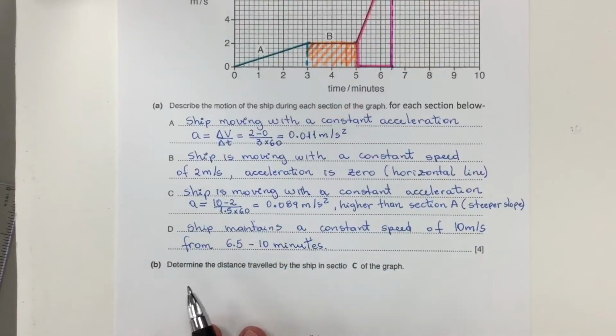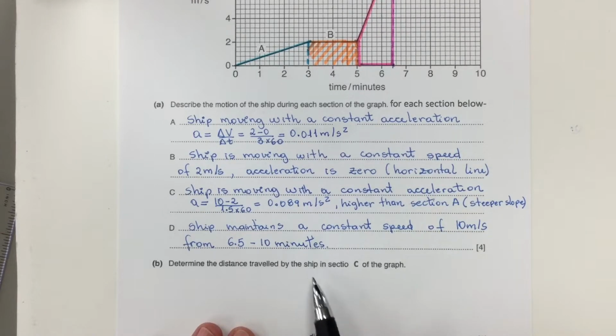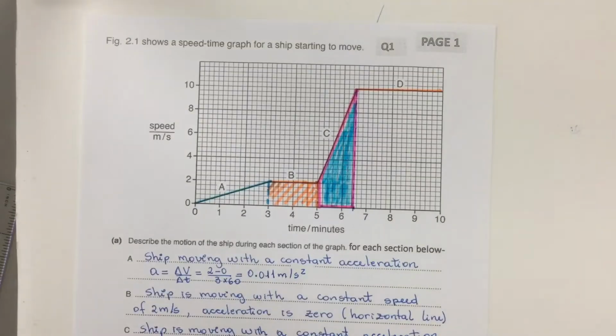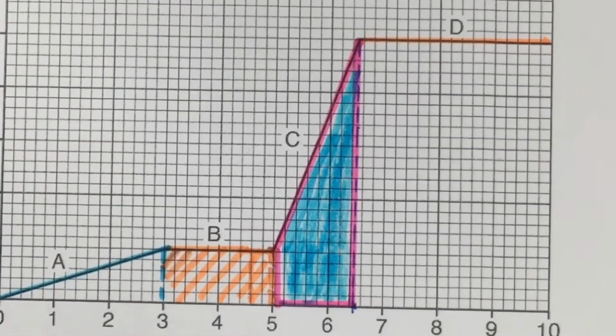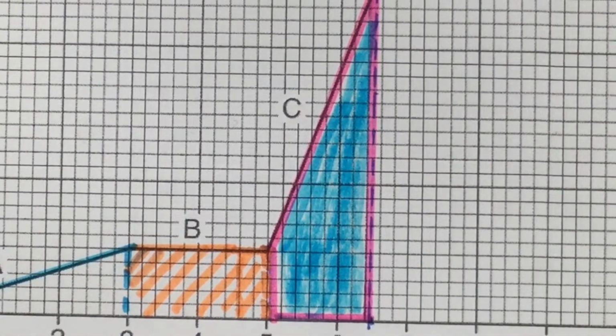Now the second part of the first question, question B. Determine the distance traveled by the ship in section C of the graph. So section C is shown by this shaded blue area. This is a trapezoid, so we need to calculate the area of this trapezoid to determine the distance.